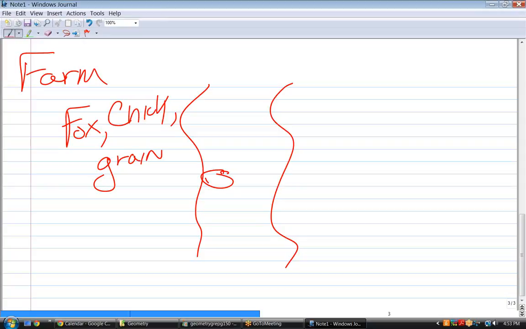Oh, okay. Can't leave the fox and the chicken alone. The fox will eat the chicken. Can't leave the chicken and the grain alone. The chicken will eat the grain. Fox won't eat the grain, so you could leave the fox and the grain alone.